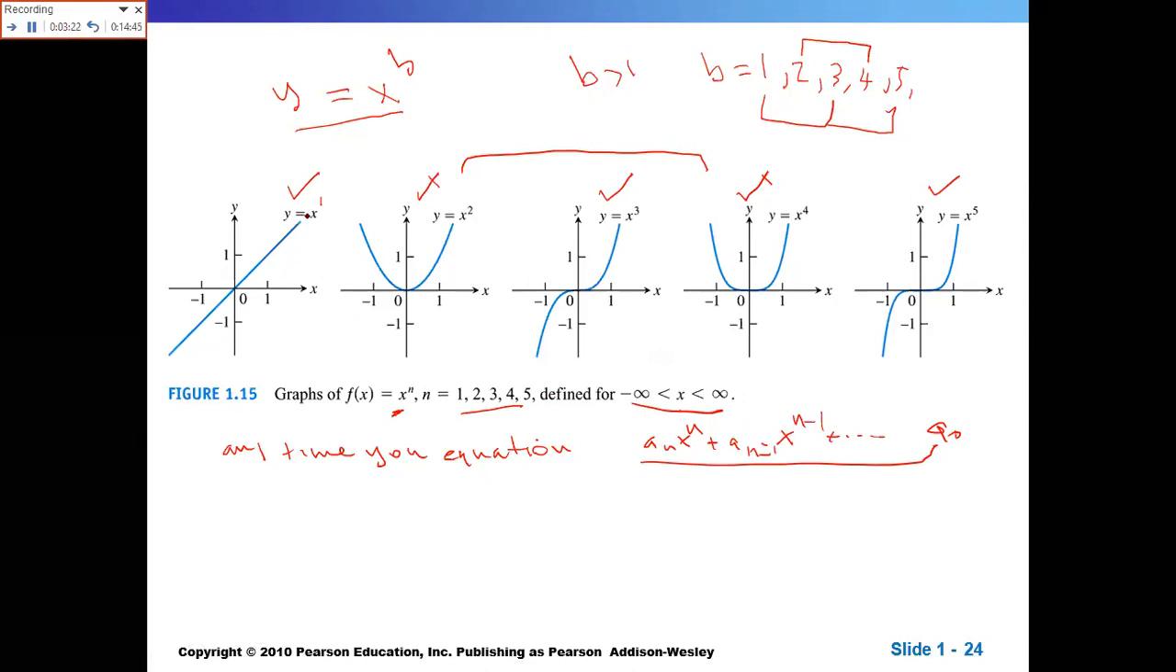So if you look at f of 1, here I will have what? I will have a1 x to the power 1. Let me see. Let's say I will have a1 x to the power 1.